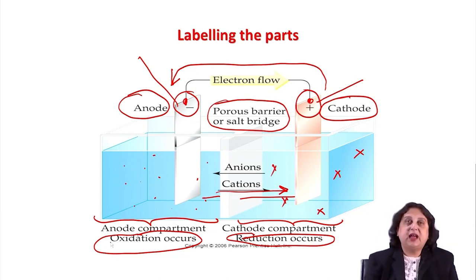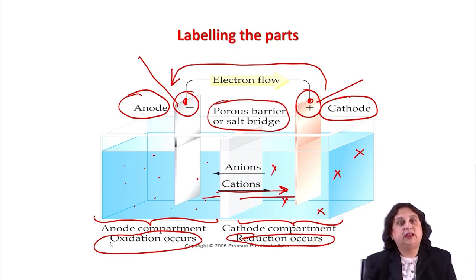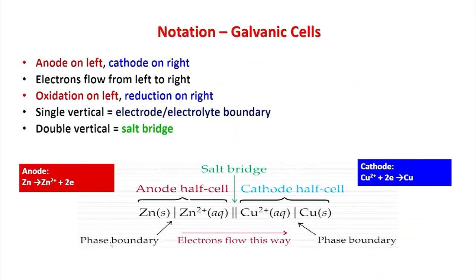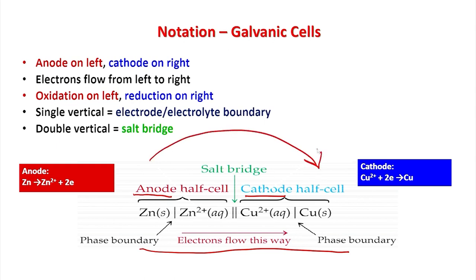And because of these reactions, there will be a spontaneous electron flow through the external circuit. Now, moving forward, it is convenient to put the anode on the left and the cathode on the right while writing down the shorthand representation of these galvanic cells. So this is a typical shorthand representation of the galvanic cell, where I have put the anode on the left and the cathode on the right.